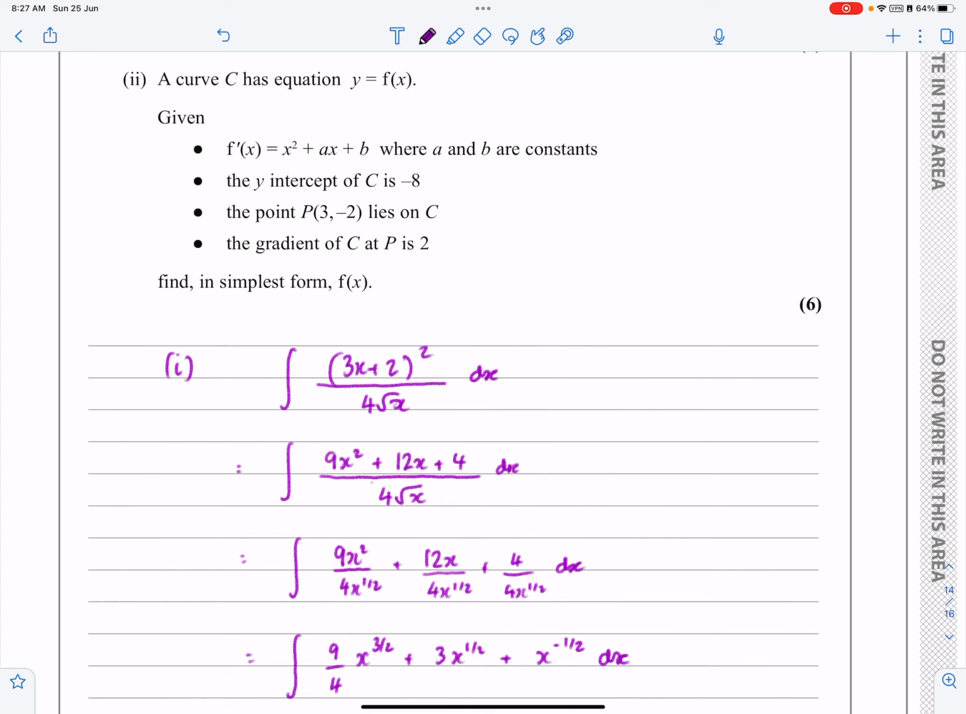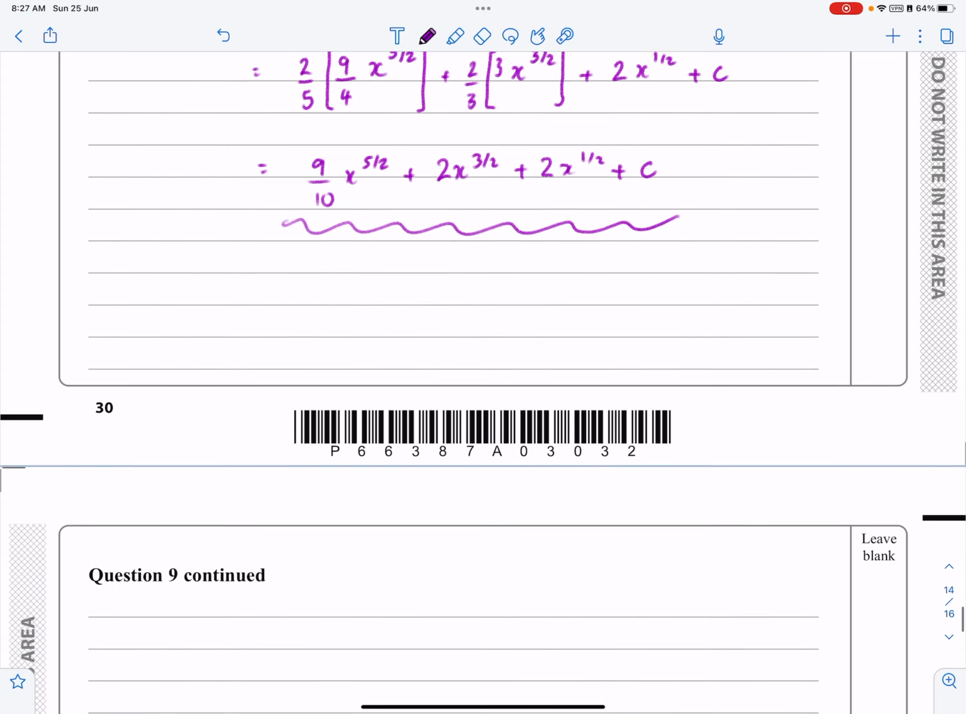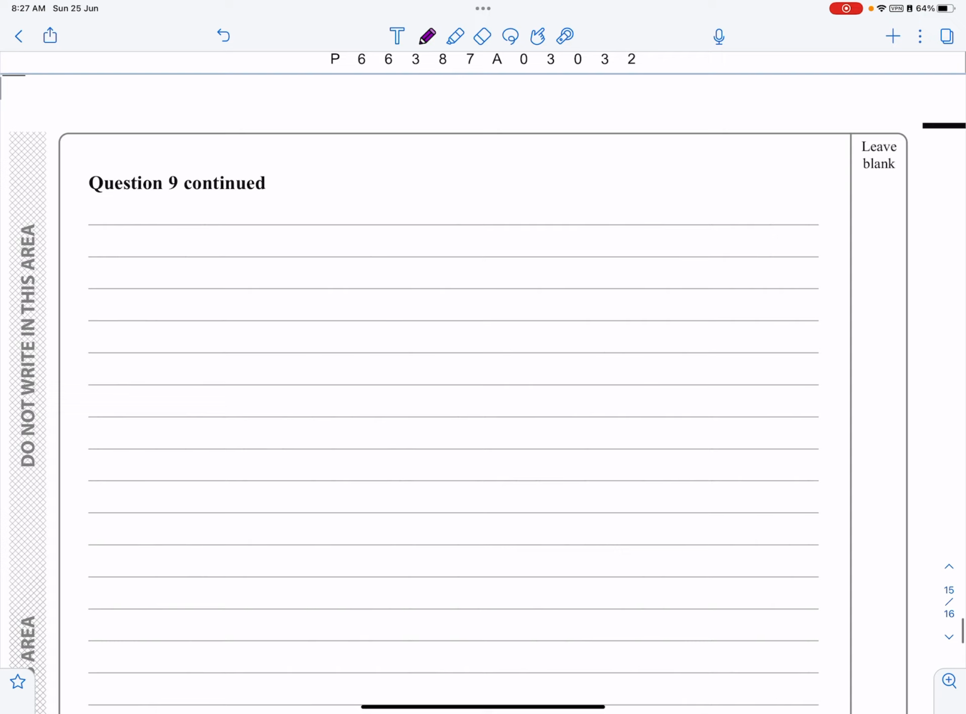They've given me f dash x. They're telling me the y-intercept is -8. They're telling me that the point P, (3, -2), lies on it. And they're telling me the gradient at P is equal to 2. So they've given me enough information to now go through. I'm just going to unpick it all to work out what I'm going to be doing.